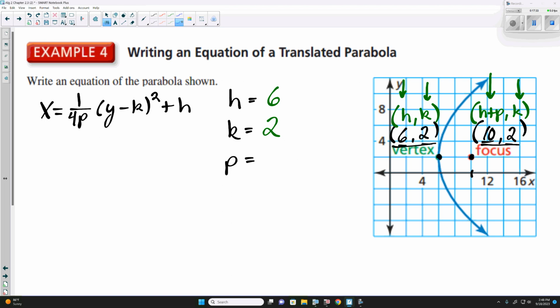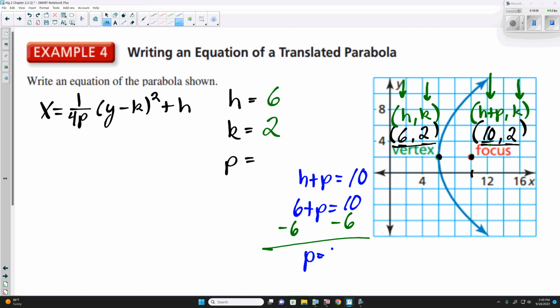Now, we were saying h plus p is the x value of the focus, yes? What is h plus p? 10, yes? Because in the general form, h plus p is taking the place of 10. Now, what is the value of h? So we're saying 6 plus p is 10, telling us p is 4.